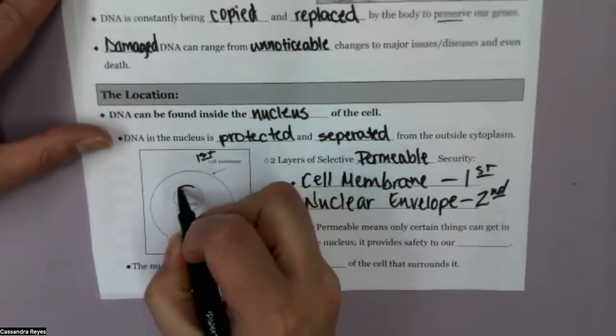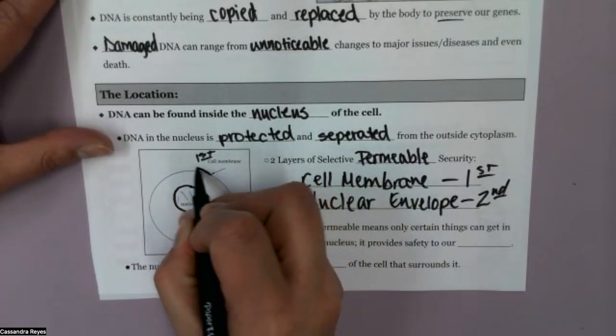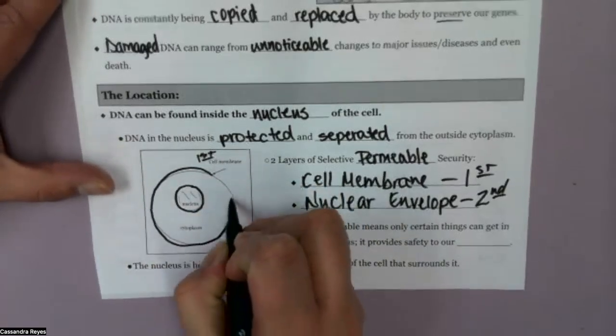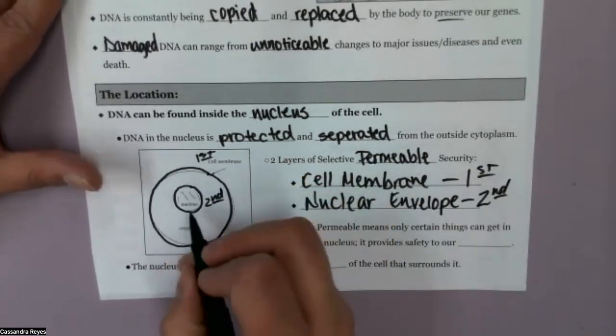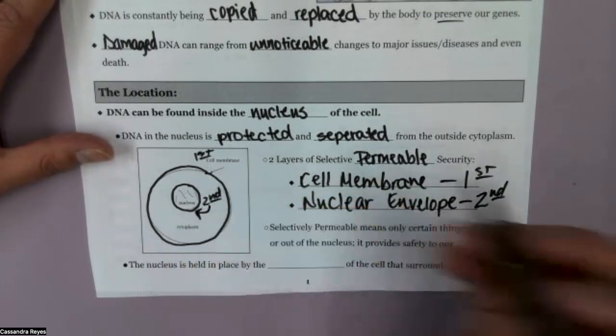So that would be this guy right here. So we're talking about the cell membrane out here. I know this is so bad. Oh my gosh, it's killing me. And then we're also talking about our nuclear envelope here. Okay.